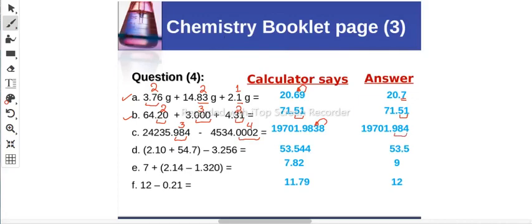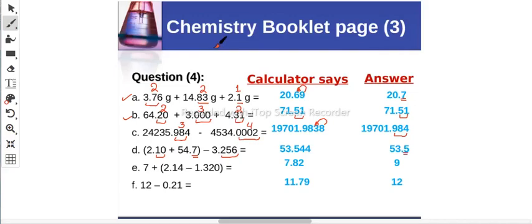Now continuing with the D, you have an addition and subtract. You will do this as one step inside your calculator. Your final answer, it will be 53.544. Now we will look for the number of decimal places. I have 2 here, I have 1 here, and I have 3. Definitely my smallest decimal place, it is a 1. So my final answer should be only 1 decimal place as given.